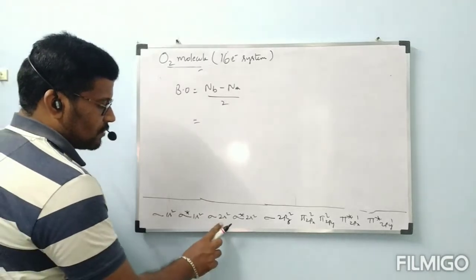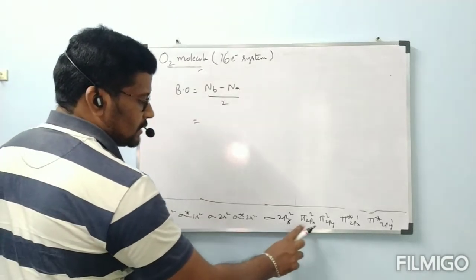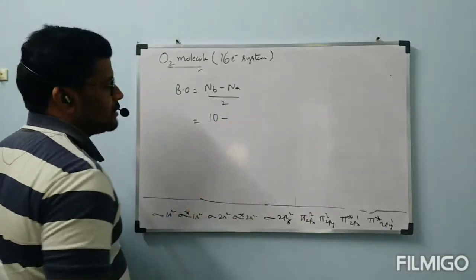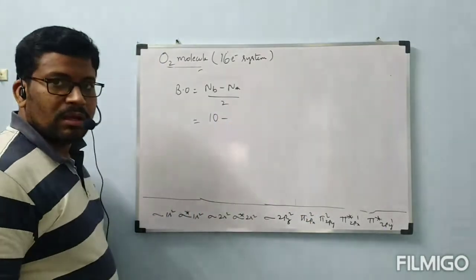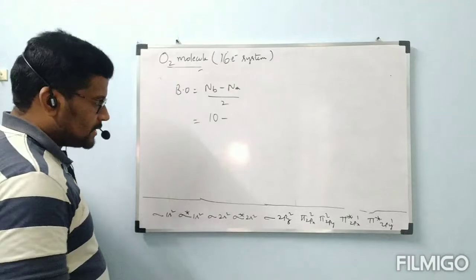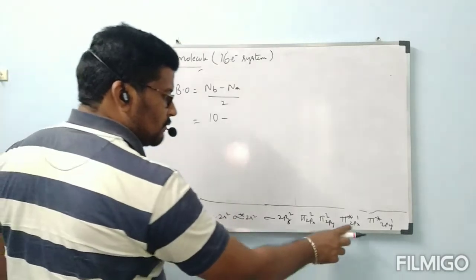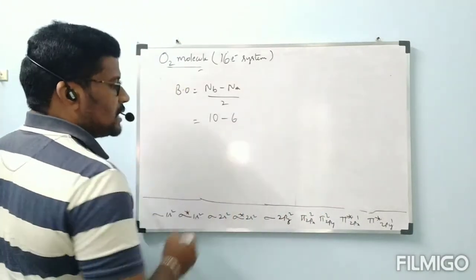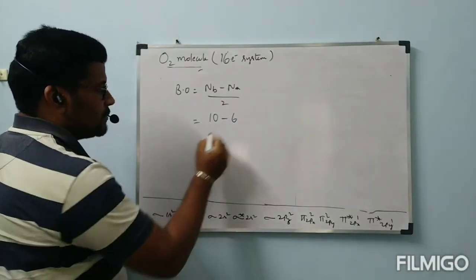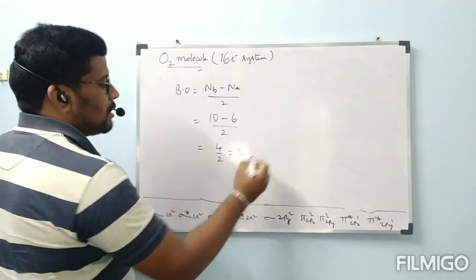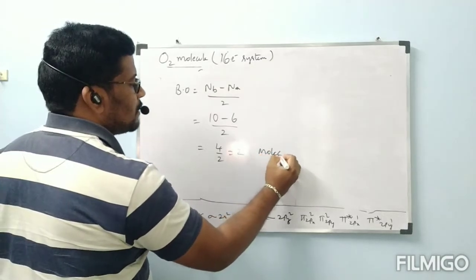2, 4, 6, 8, 10. 10 electrons present in bonding molecular orbitals minus 2, 2, 4, 5, 6. 6 electrons present in anti-bonding molecular orbitals divided by 2, 4 by 2, 2. Oxygen molecule exists.